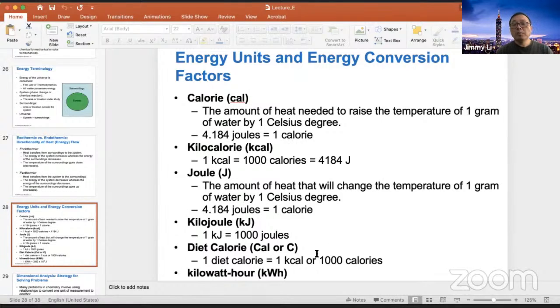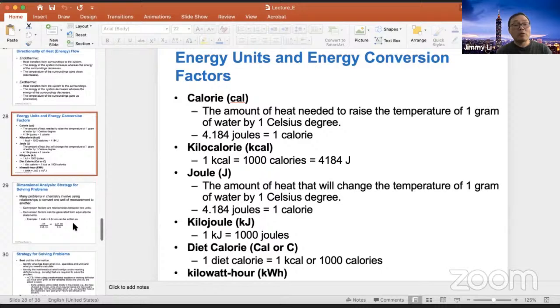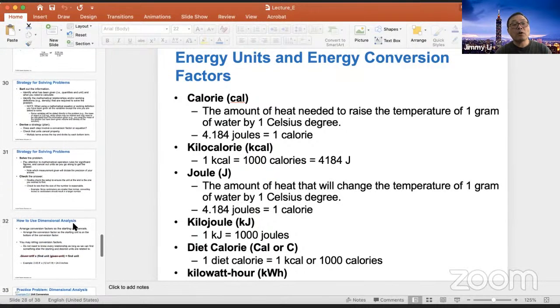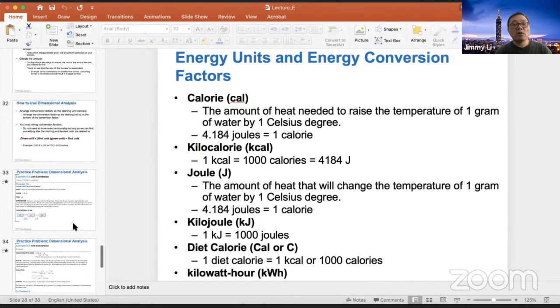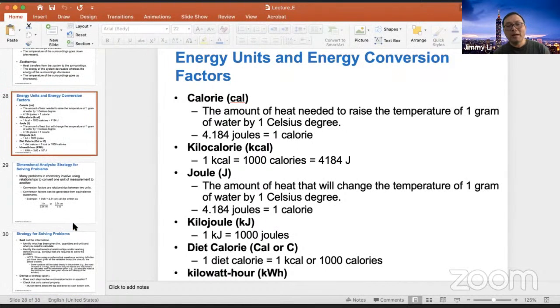Okay. Kilowatt hour, we don't really use the kilowatt hour. Most of the time, the only place we use the kilowatt hour is on the PG&E statement here. So I'm not going to ask you that conversion for kilowatt hours. Okay.